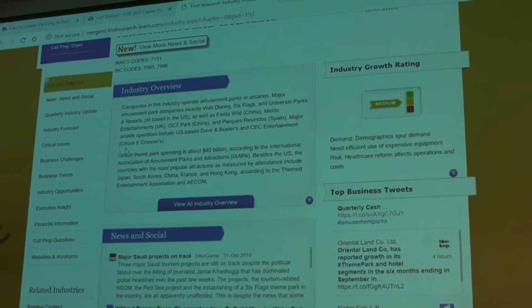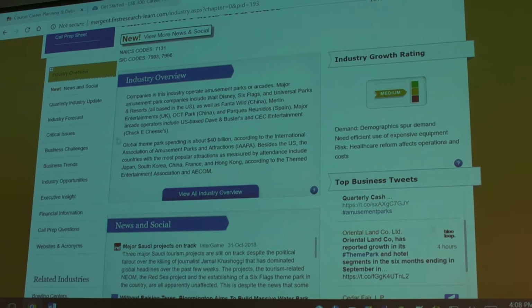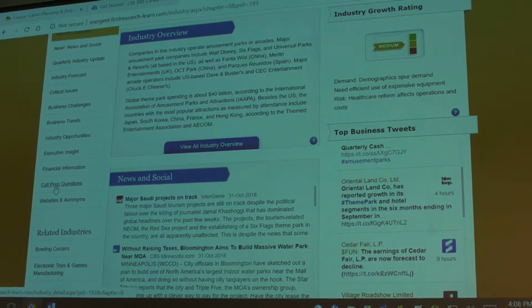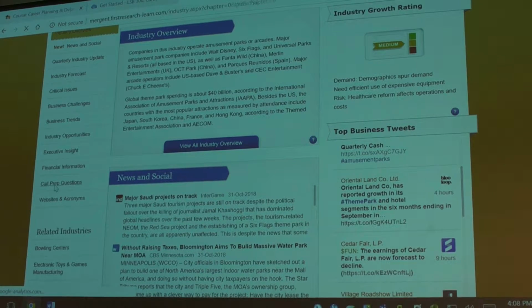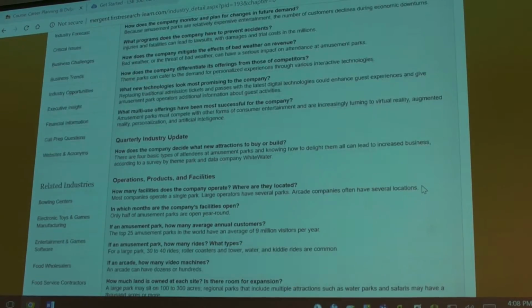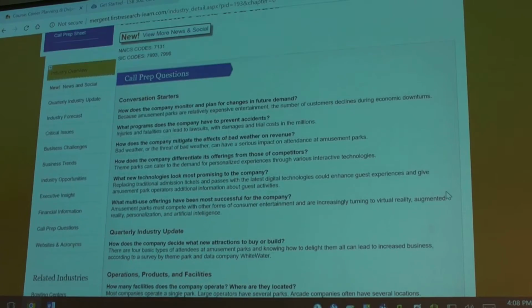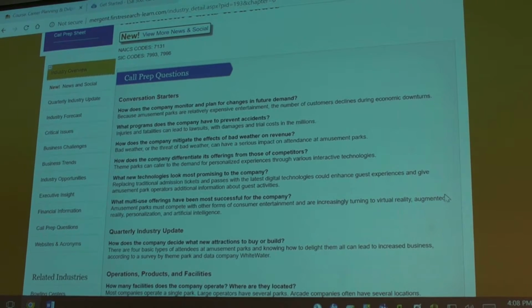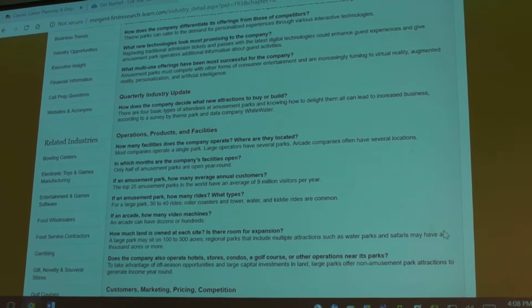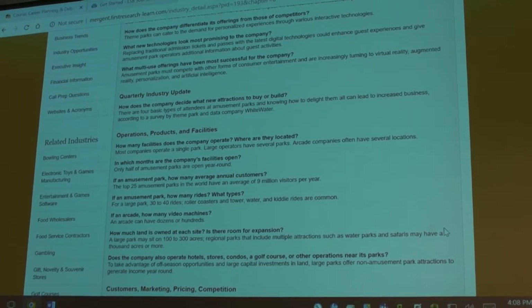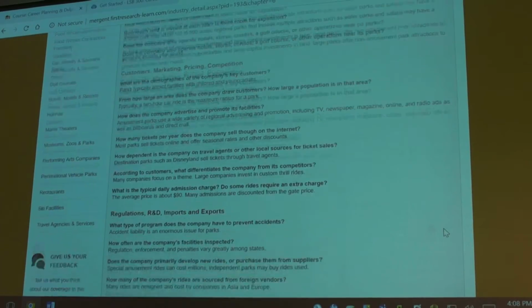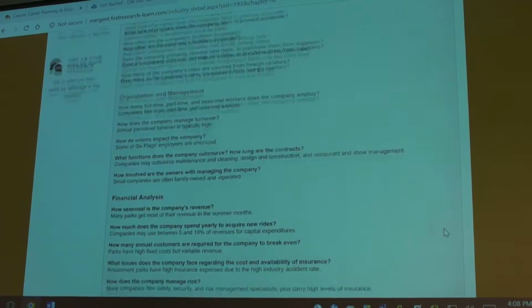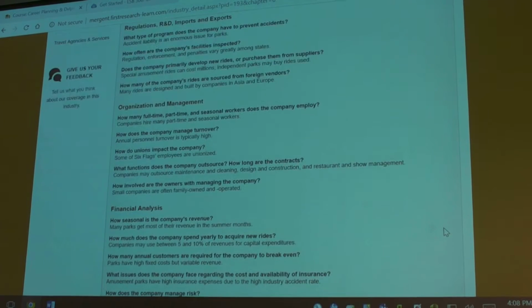Because of that, that is why in this left first column where it says call prep questions, if you'll open that up, these are questions for someone who is trying to figure out what's going on in the amusement park industry. These are questions you could use as a conversation starter. And I want you to notice that they hit on all the different aspects of a business: operations, marketing, customers, regulation, technology, and so on.